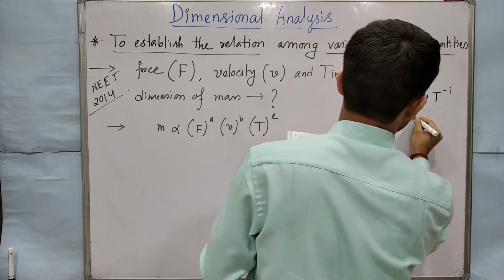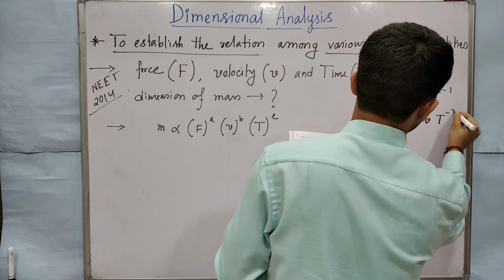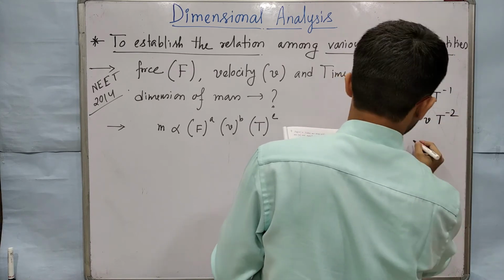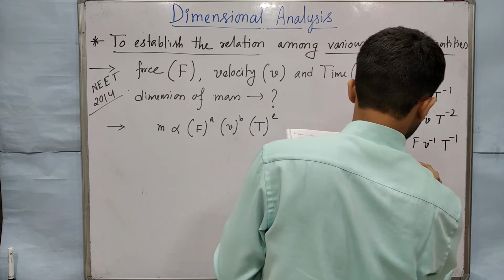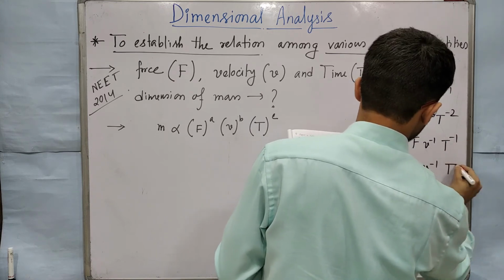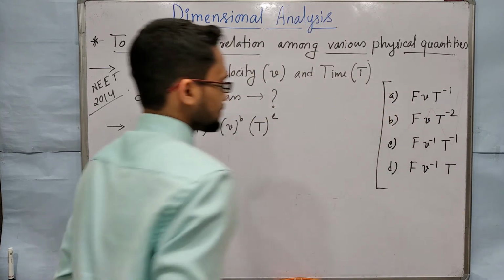B, F V T to the power minus 2. C, F V minus 1 T minus 1, and D, F V minus 1 T. These are the four options.